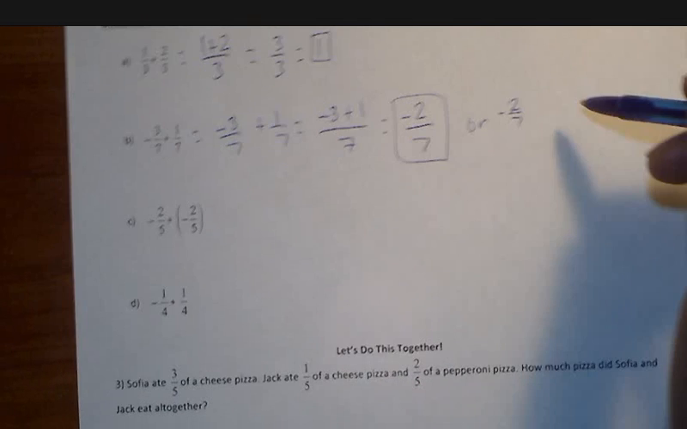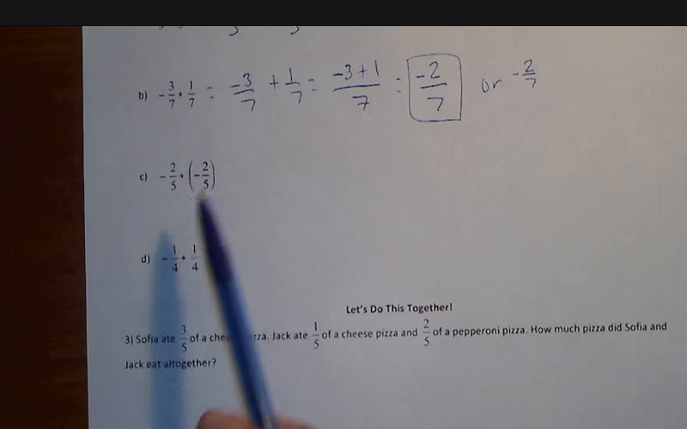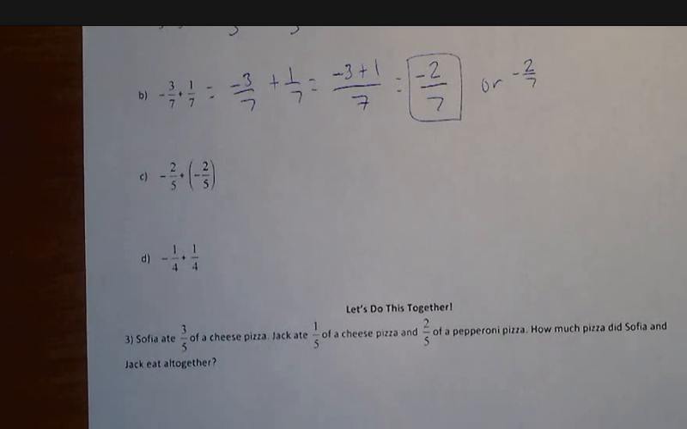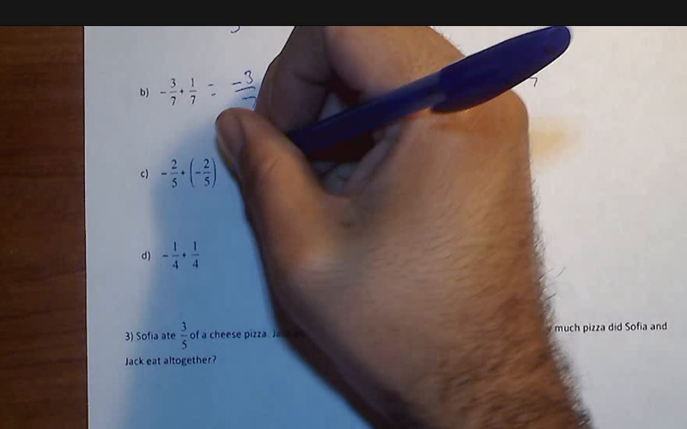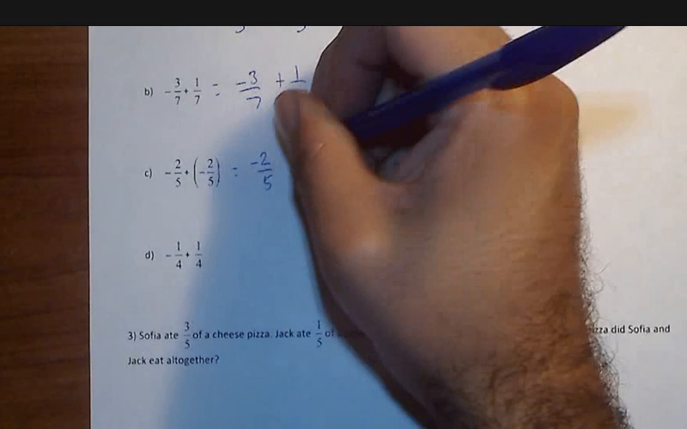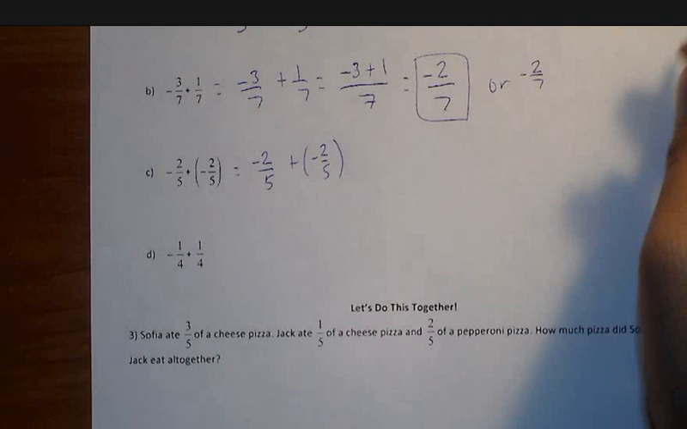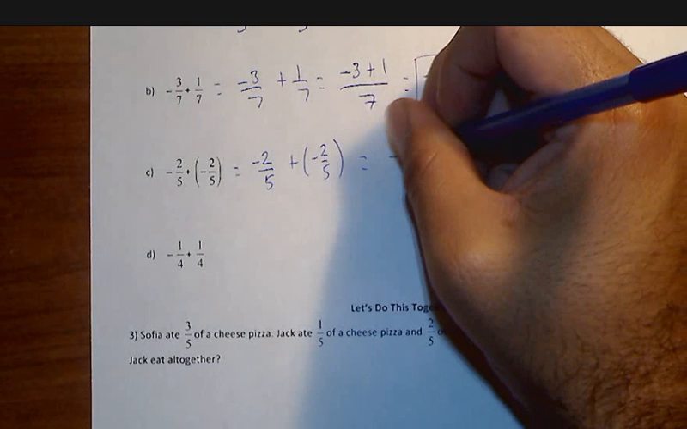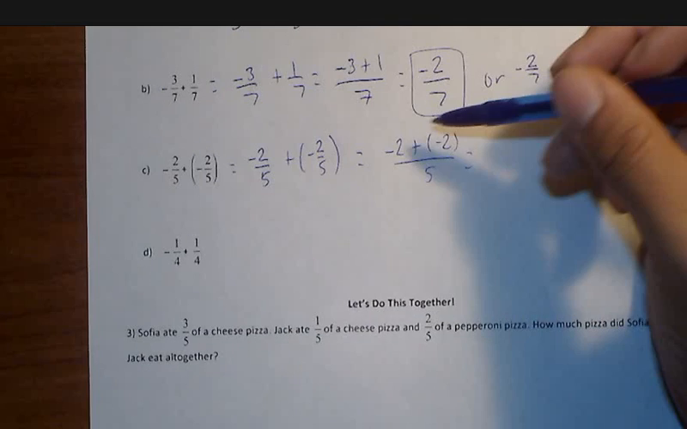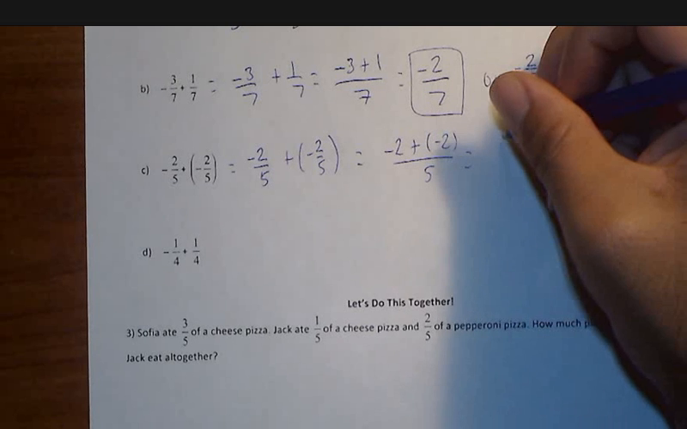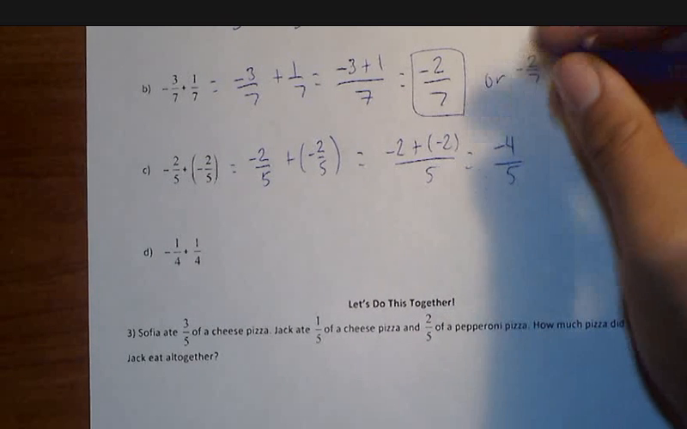Okay, let's go to letter C. -2 over 5 plus -2 over 5. So I notice that both of my denominators are the same. Therefore, I rewrite the problem by putting the negative sign in the numerator for each part, like so. And then I write the numerators together. -2 plus -2 over 5. Same sign, add and keep. 2 plus 2, 4. Keep the negative sign, -4 over 5. My answer, -4 over 5.